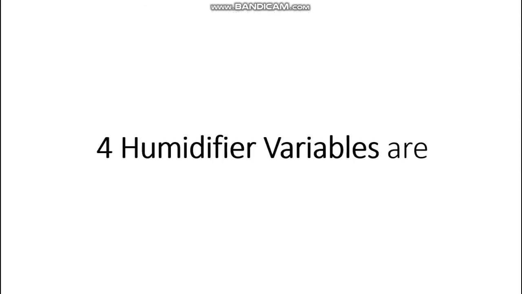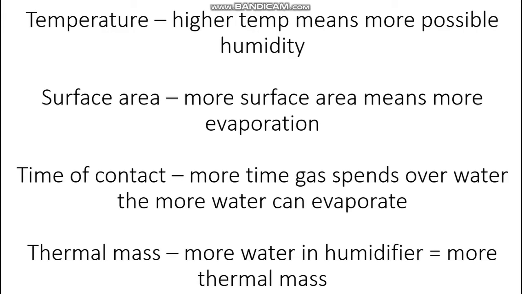4 humidifier variables are temperature. Higher temp means more possible humidity. Surface area. More surface area means more evaporation. Time of contact. More time gas spends over water, the more water can evaporate. Thermal mass. More water in the humidifier equals more thermal mass.